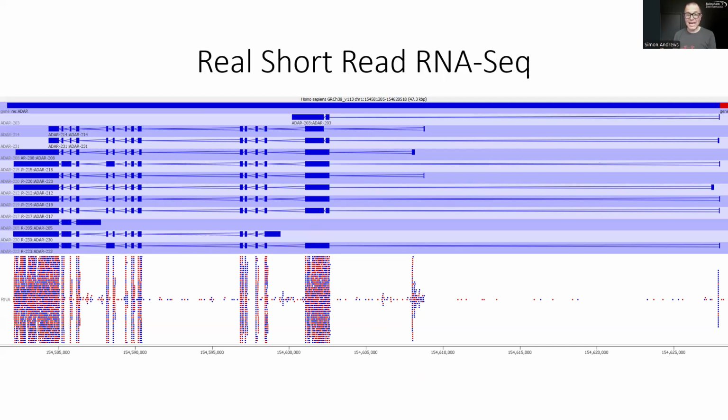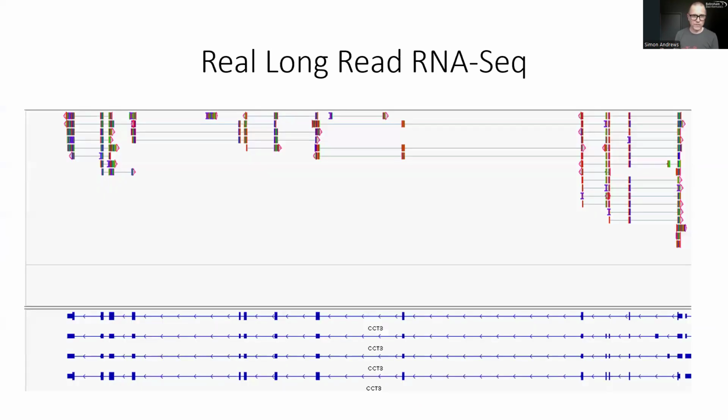Long read should be better, and indeed it is better, but it's not perfect. So here's a visualization of a nanopore RNA-Seq data set over, again, a single gene. And you can see now the reads are much longer and incorporate multiple exons from the transcripts. But in very few cases are we actually seeing complete transcripts running right from the transcription start all the way through to the termination point at the end.